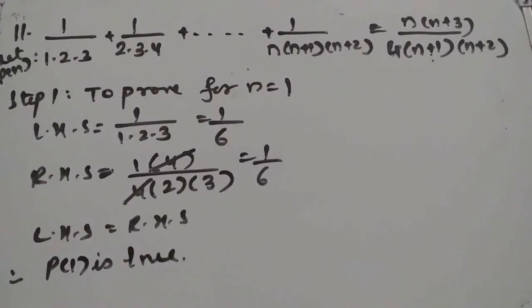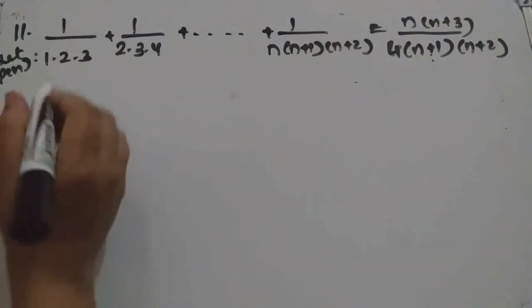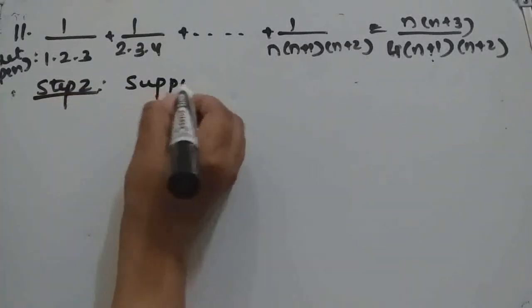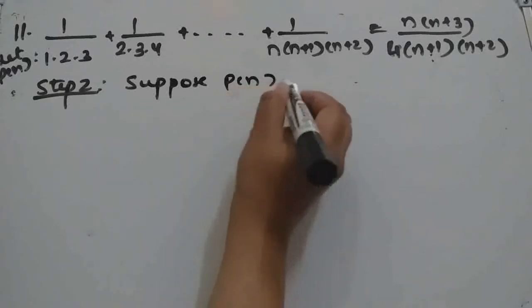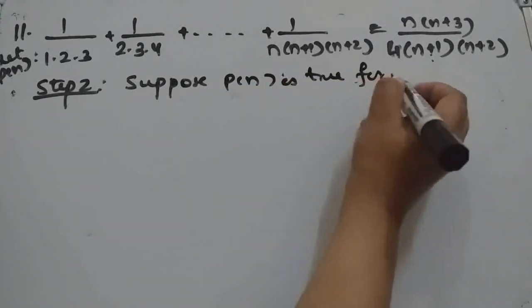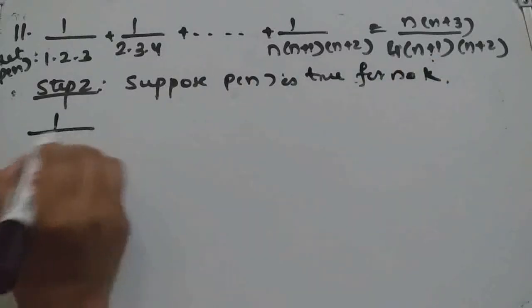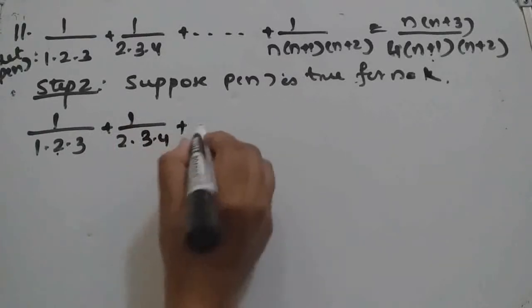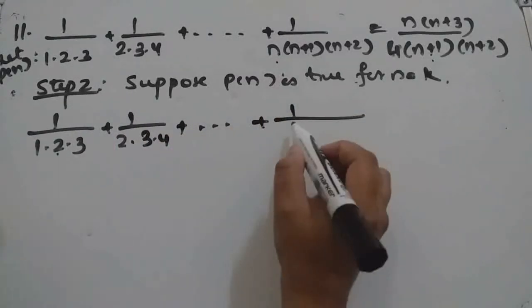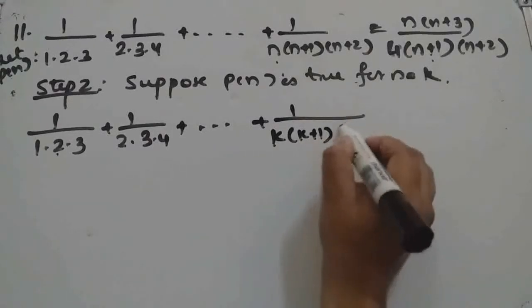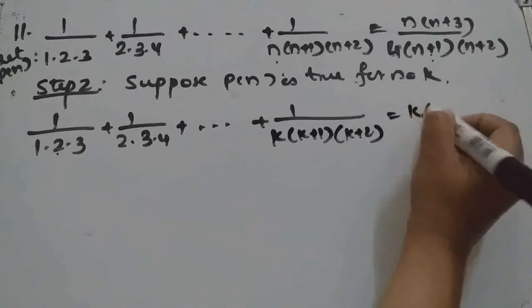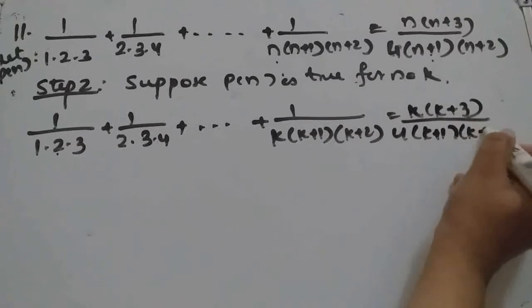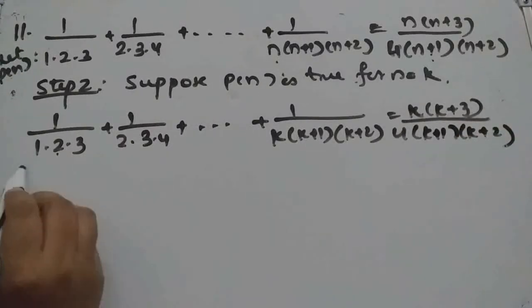Now for the second step, step 2, we will suppose that this statement is true. Suppose P(n) is true for n equal to k. So 1 by 1 into 2 into 3 and so on. Instead of n, now we will write k here. k into k plus 1 into k plus 2 into k plus 3 divided by 4 into k plus 1 into k plus 2. Okay. Now this is equation 1.